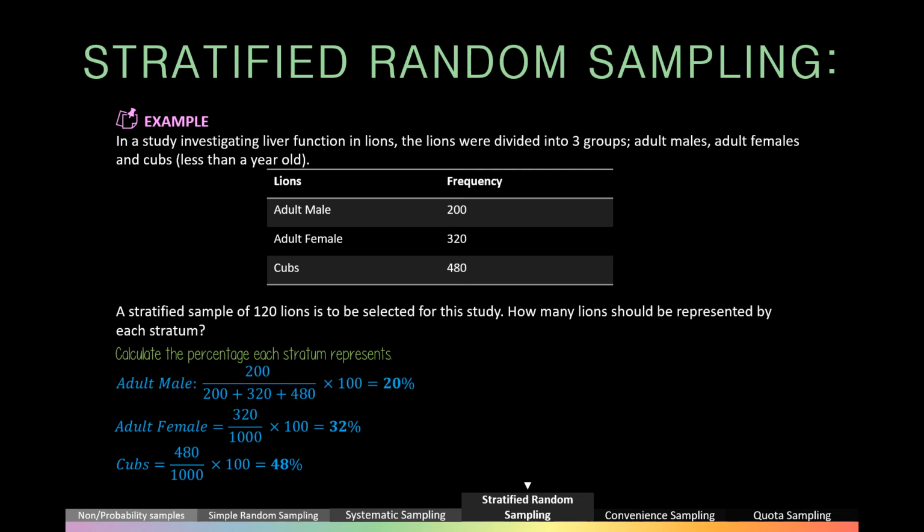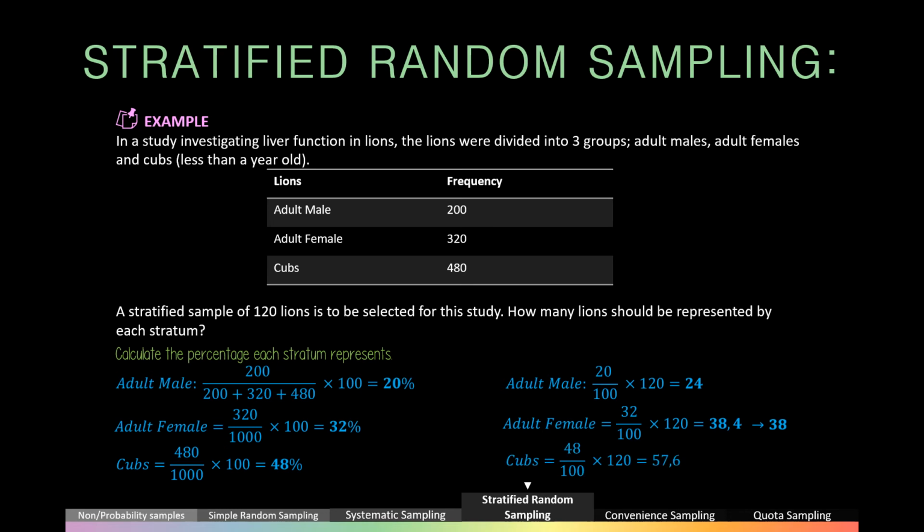Now that we have our percentages, again, we're going to do exactly what we did in the previous example, and we're going to use the percentages and our sample size of 120 to determine how many lions are going to be represented by each stratum. Adult males are going to contribute 24, adult females are going to contribute 38.4, and because this is a decimal, we're going to use our regular rules of mathematics for rounding off. It's less than 0.5, so we're going to round down, and we're going to get 38 adult female lions. For cubs, we get 57.6. This is above 0.5, so we're going to round up to 58.